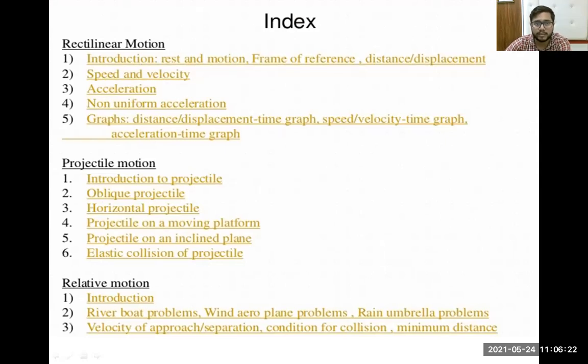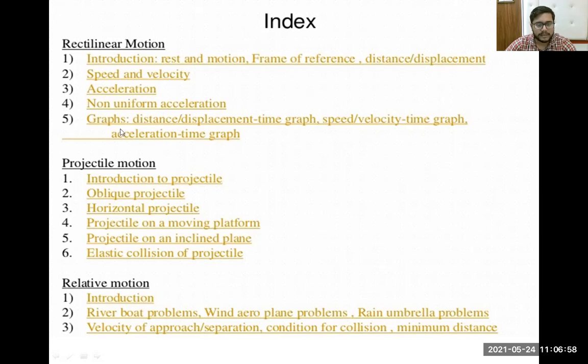What is rest? What is motion? And a very important concept, that is frame of reference. After this frame of reference concept, we will discuss what is distance and what is displacement. And as soon as we discuss this distance and displacement concept, we will try to understand what is speed and what is velocity. And parallelly, we will discuss what is acceleration, and some of the things related to non-uniform accelerated motion.